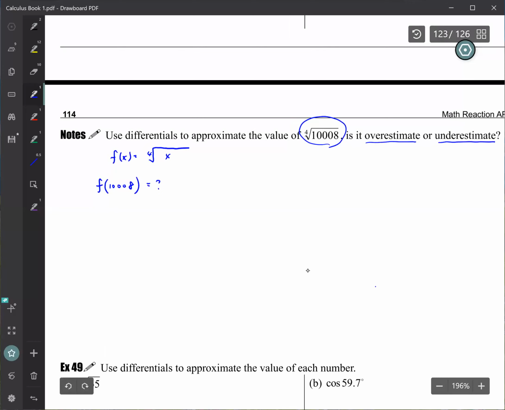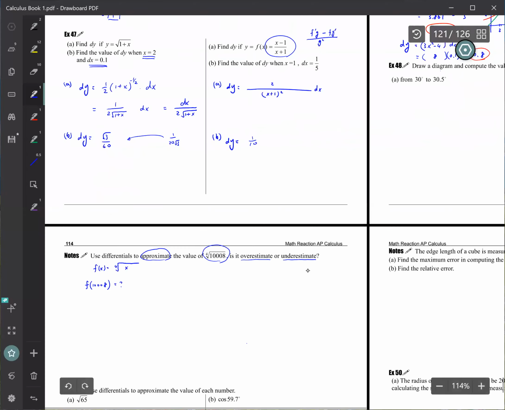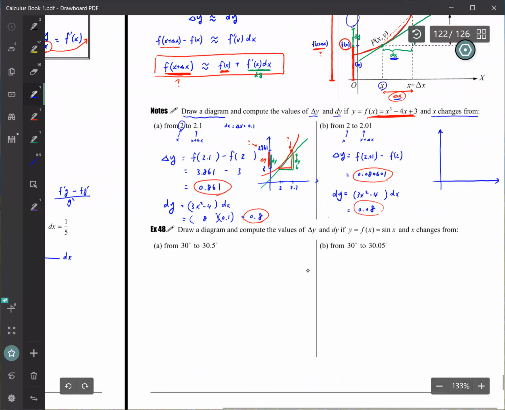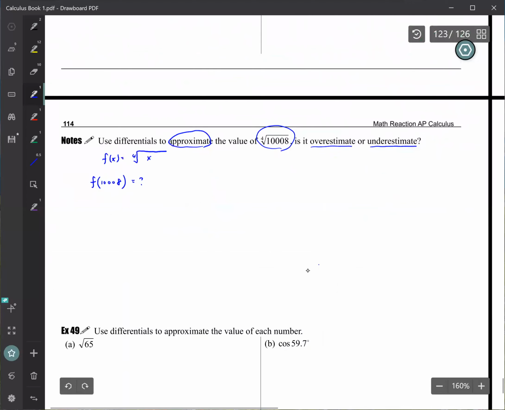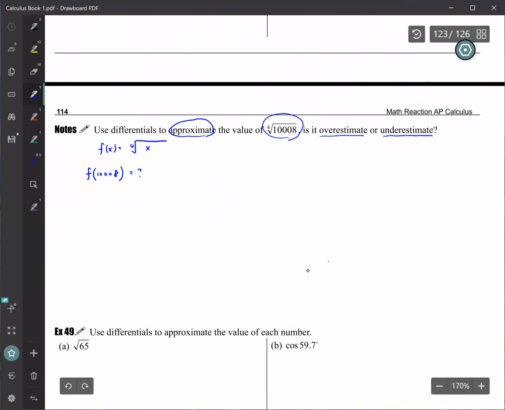So we can use this function to estimate anything. The question wants us to approximate this one, which is the same as finding f of 10,008, meaning you sub in 10,008 into the fourth root. By looking at the formula we have on the previous page, I hope by now that formula should be in your head, because we looked at it many times using pictures. So let's write it on the top anyway, even though you memorized it.